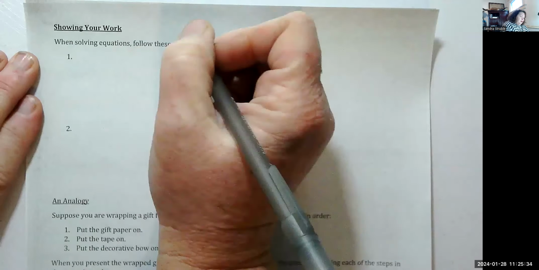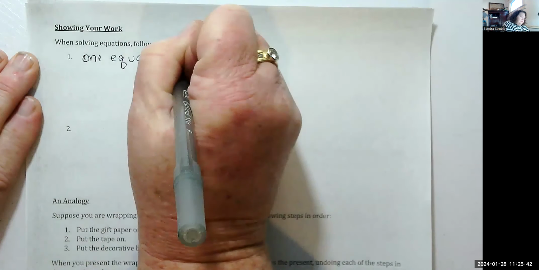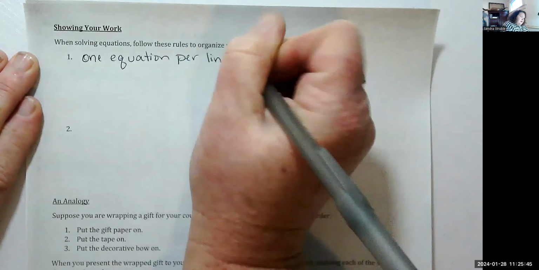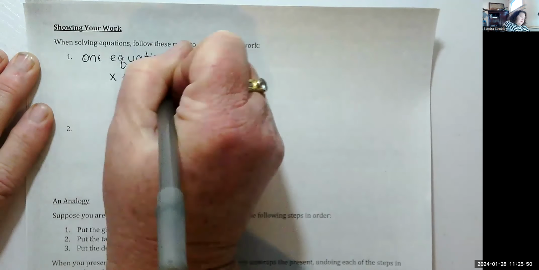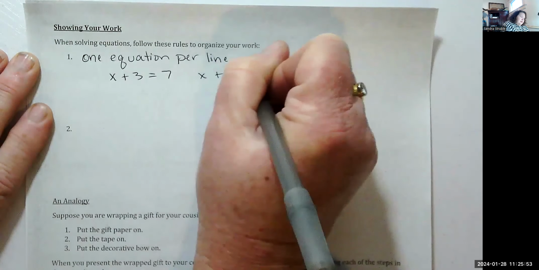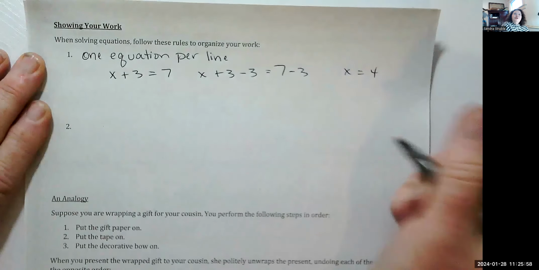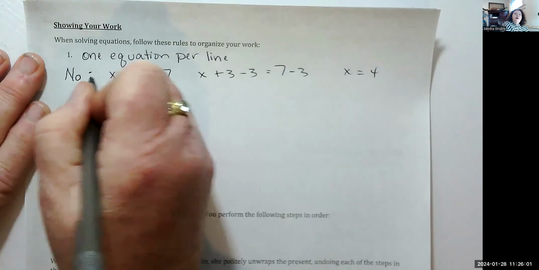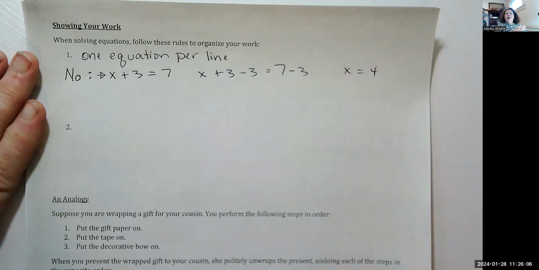All right, so one equation per line when showing your work. Got to keep it neat. So when you have x plus 3 equals 7, x plus 3 minus 3 equals 7 minus 3, x equals 4, all on one line. Do not do this. This is a no. It's too hard to follow for me. So if it's too hard to follow for me, there's more of a chance of you getting it wrong.